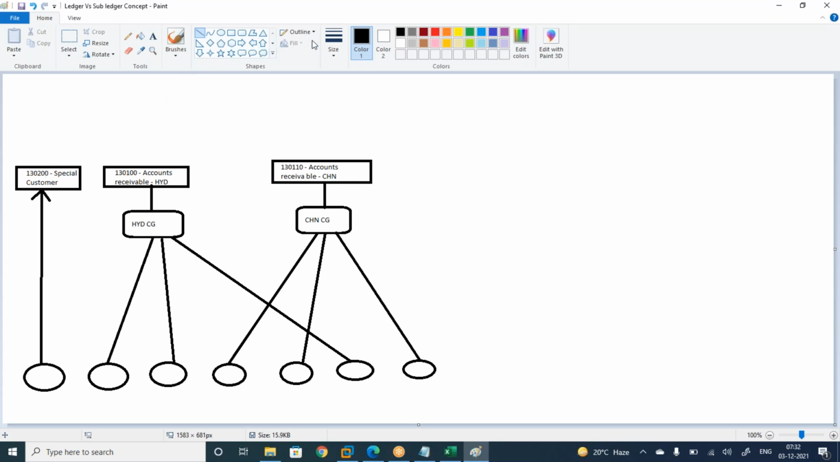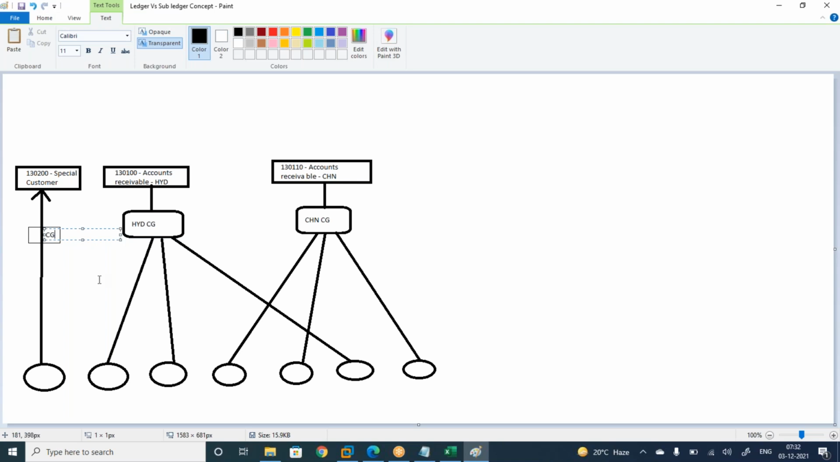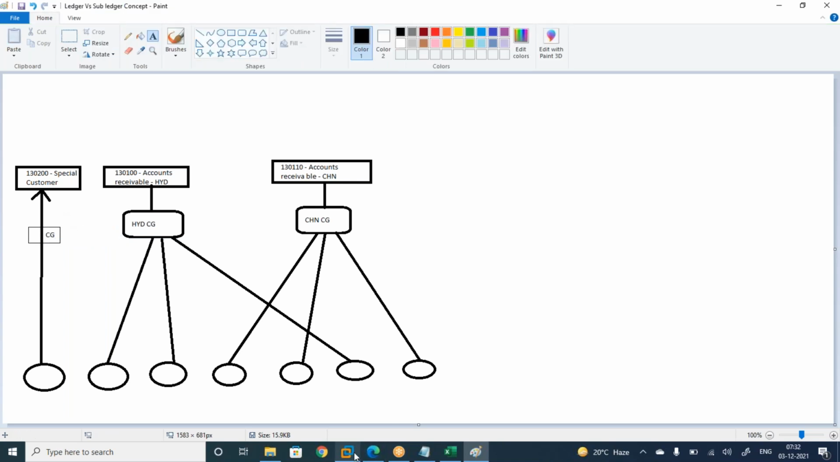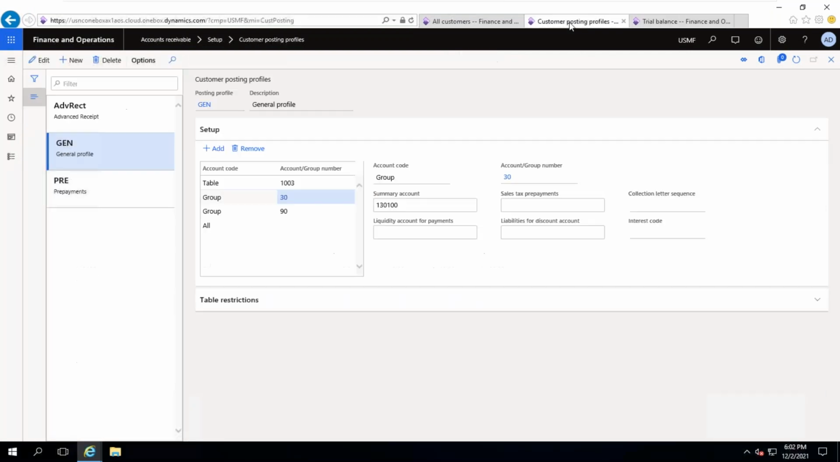Of course, this customer is also linked with the customer group. Customer group is there, but it will bypass that one. Even though the customer group is there, it may be a Hyderabad customer or whatever it may be, it will post to this account directly. If you map in the customer posting profiles, I can map one specific customer to the ledger account directly.